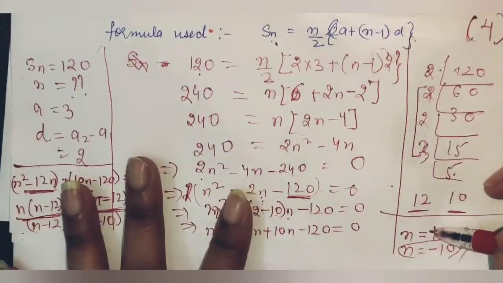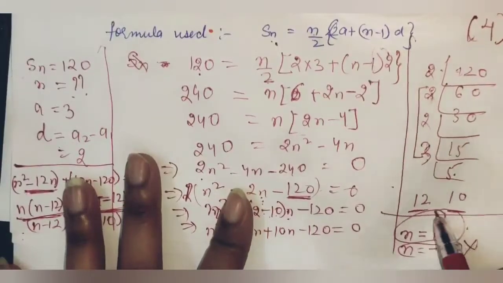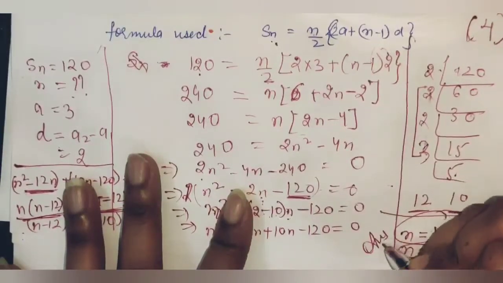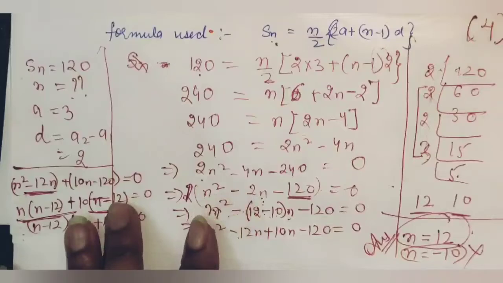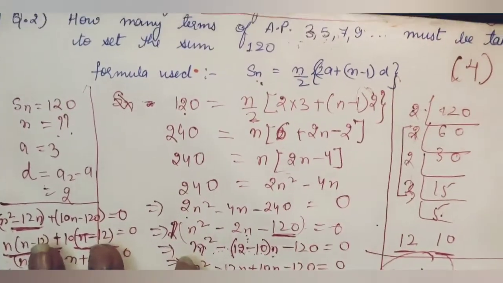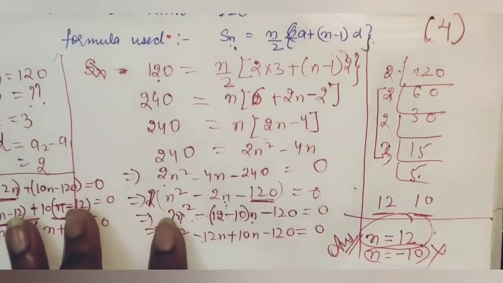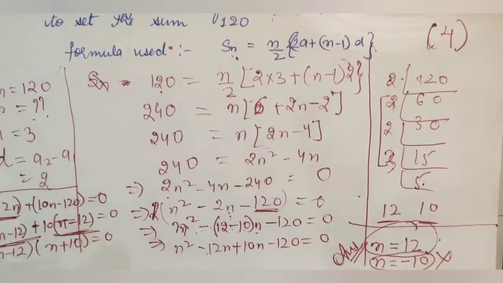So our final answer will be n is equal to 12. So this is the answer for the question. So you can see it is very easy. If you have practice or you have full command over arithmetic progression, you can easily score 5 marks from the paper. Thank you.